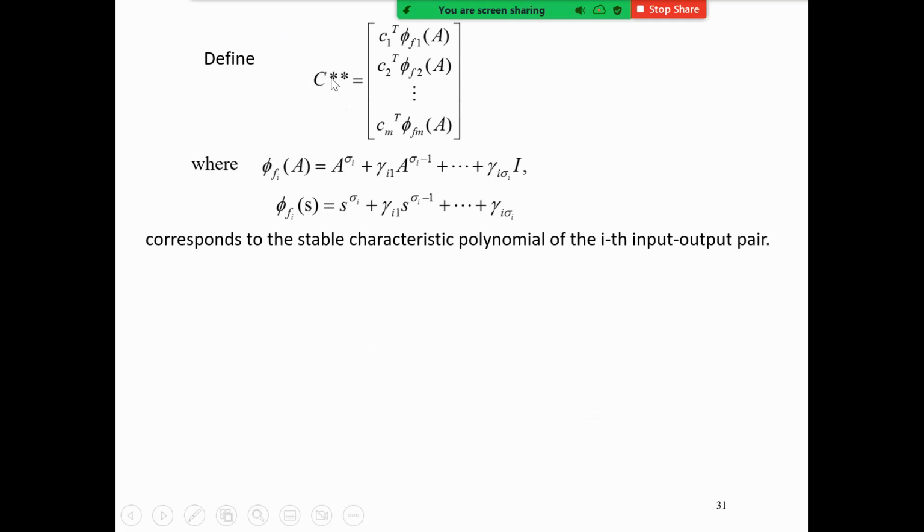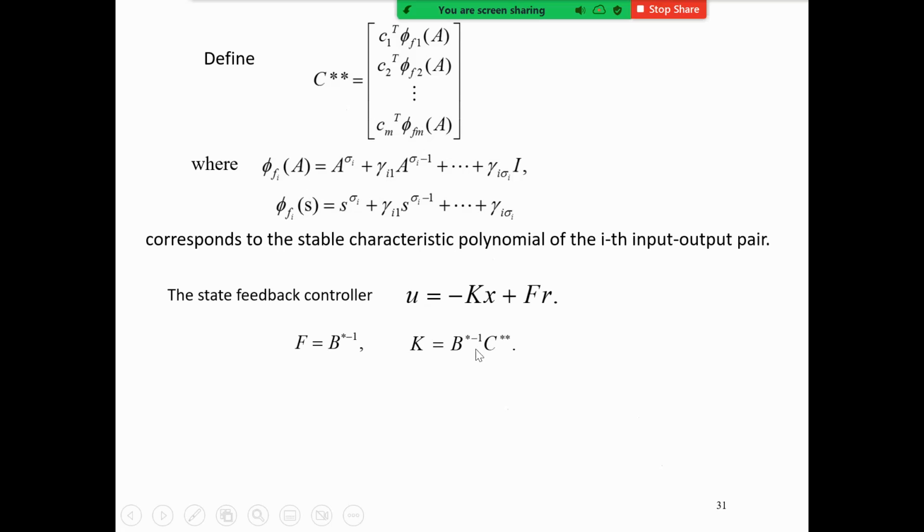Okay, here, those C star, right, depends upon C times this polynomial. Those polynomials are those stable polynomials. Those are the denominators in those transfer functions, right? But you just replace those S by A, then you get those values for those functions of the matrix A. So those will be matrices. You compute that, and then you get your C star star.